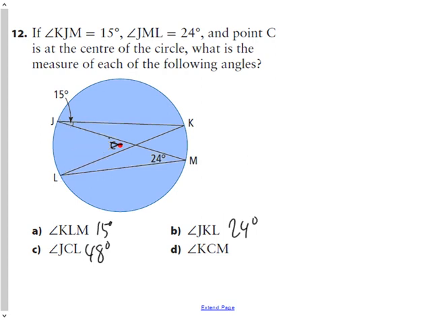And finally, KCM, the central angle that now exists. Since K and M were connected there to make 15, when K and M are connected to the middle, it would be a central angle, which is going to be twice the measure, or 30 degrees.